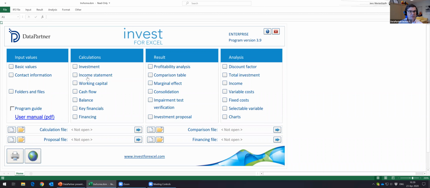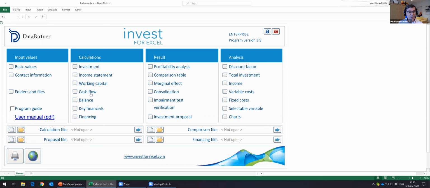And as you remember, the periodization is flexible, so you can have monthly or annually or anything in between, quarterly, half year, or whatever you prefer. And it can also vary within the calculation. Then you continue to working capital, where you see how much money is tied up in this project or business. Accounts receivable, inventories, accounts payable, so you calculate the net working capital, which impacts cash flow and has an impact on profitability also.